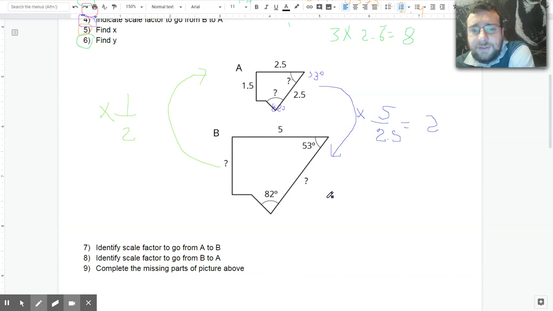And then we have these two sides, which we don't know. But we do know that they need to be twice as big as the tiny picture. So this has got to be a 5, because 2.5 times 2 is 5. And then this side has to be a 3, because it's twice as much as 1.5. And there you have it, guys. That's how you do scale drawings.